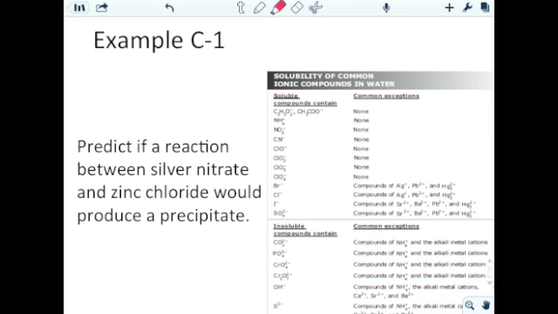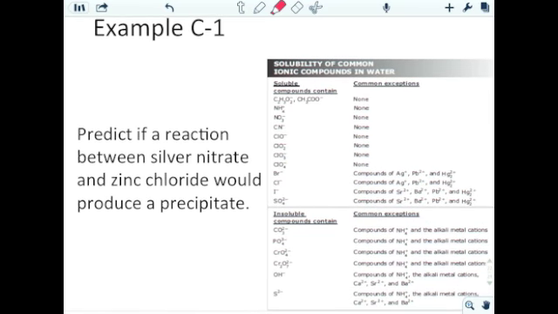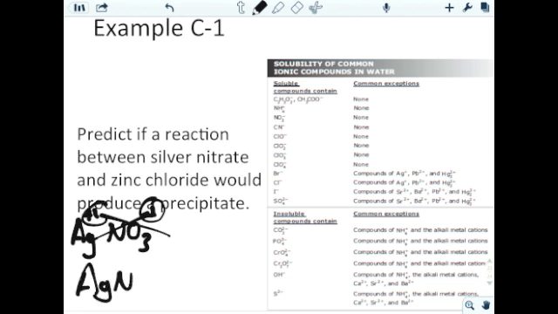So some examples. It says predict if a reaction between silver nitrate and zinc chloride would produce a precipitate. So we have silver nitrate, and we have to write out their formulas. Silver is Ag, and nitrate is NO3. Silver is always +1, nitrate is -1. We crisscross, and we get AgNO3. Okay, that's our first compound.